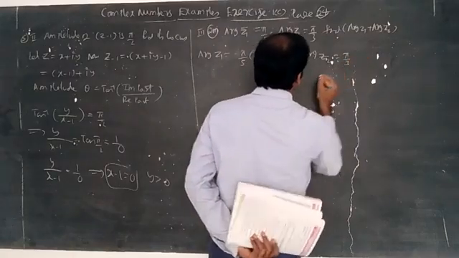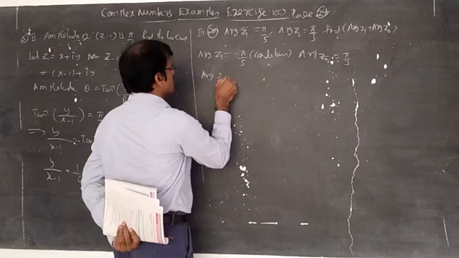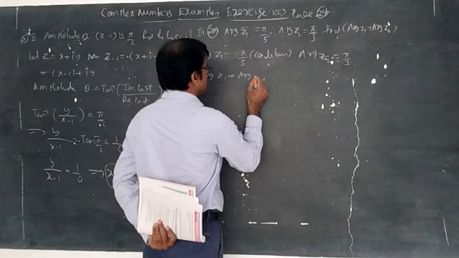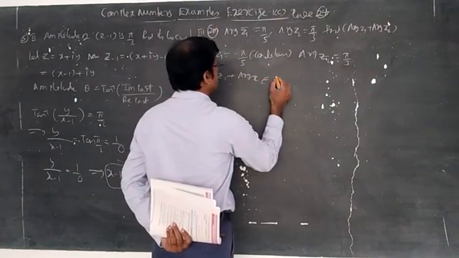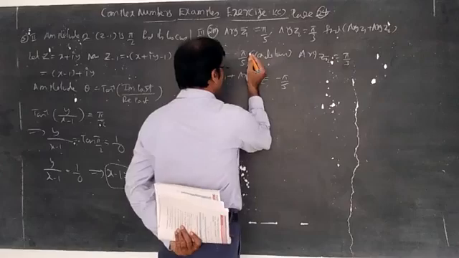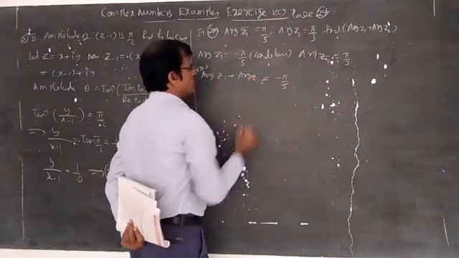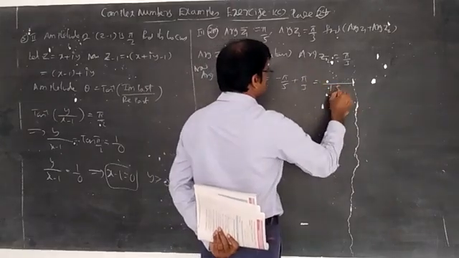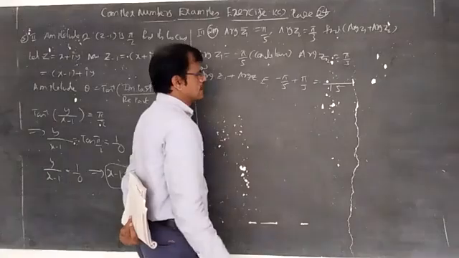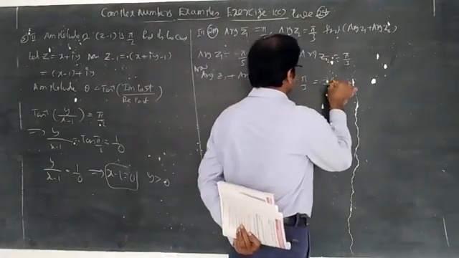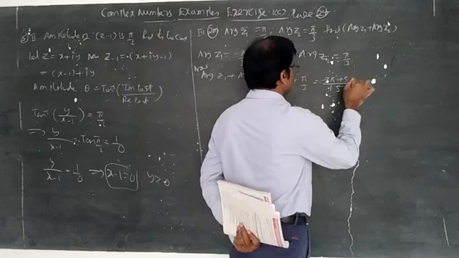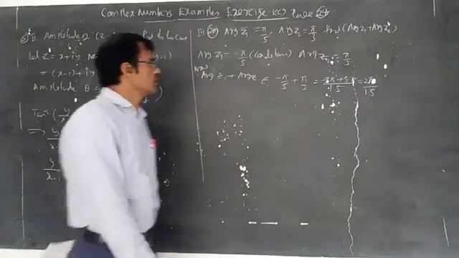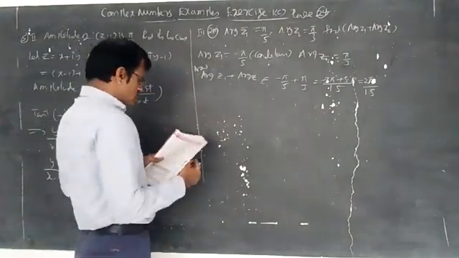He is asking us directly for argument z1 plus argument z2. Argument z1 we got minus pi by 5, and argument z2 is plus pi by 3. Take an LCM, it is 15, and it is minus 3 pi plus 5 pi. So this is 2 pi by 15. 2 pi by 15 is the value. Next, fourth question.